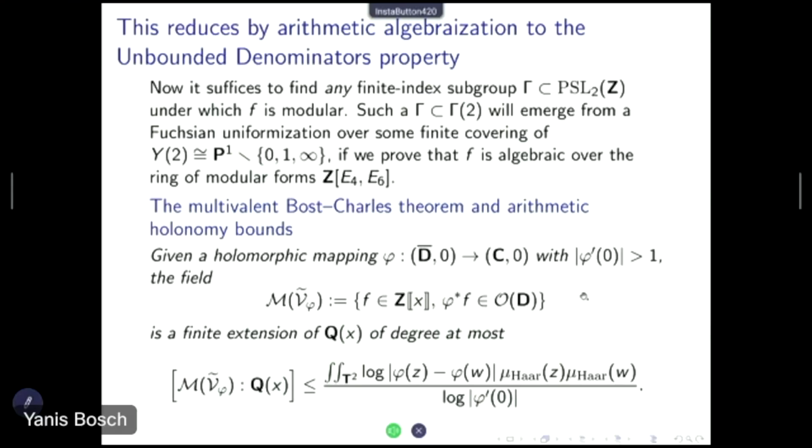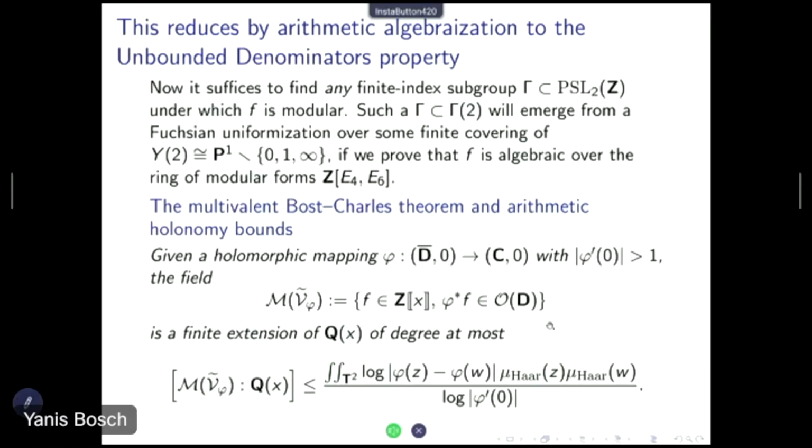There are continuum many such formal functions. But if this mapping has derivative greater than 1, then consider the field of meromorphic functions on the formal analytic arithmetic surface, which is to say that we glue a formal scheme to the disk using phi inverse as a gluing map. Concretely, this is the fraction field of the ring of integer power series whose pullback under the analytic mapping phi is holomorphic on the disk.